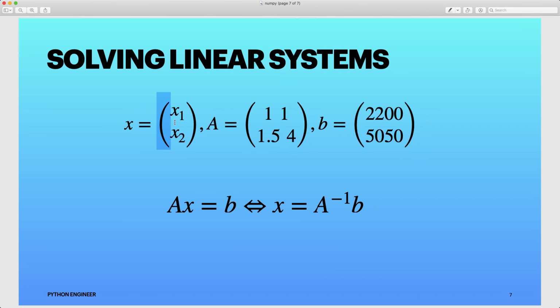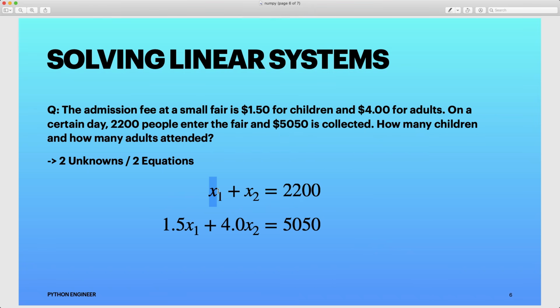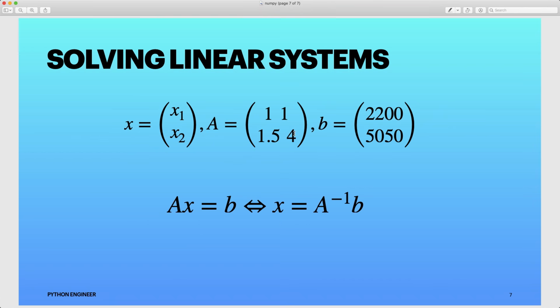So here our x, the unknown, equals a vector x1 and x2. Then our A, our matrix or ND array, has the entries 1 and 1, and in the second row 0.5 and 4. And then our B equals the result 2,200 and 5,050. Now if we write this as a linear system, then we have the formula A times X equals B.